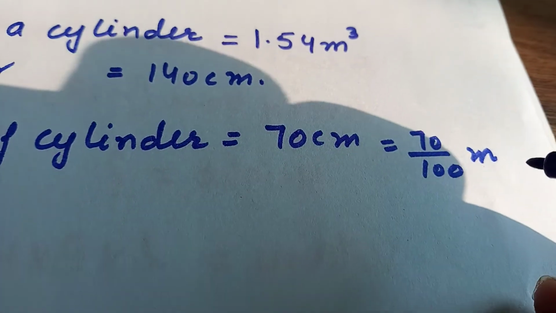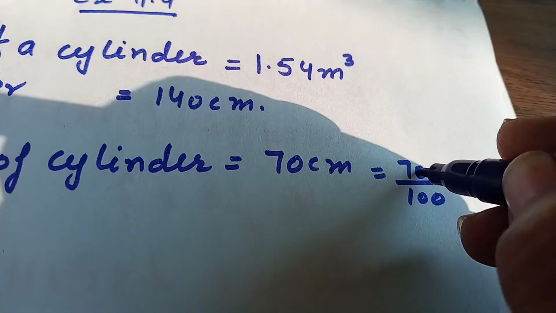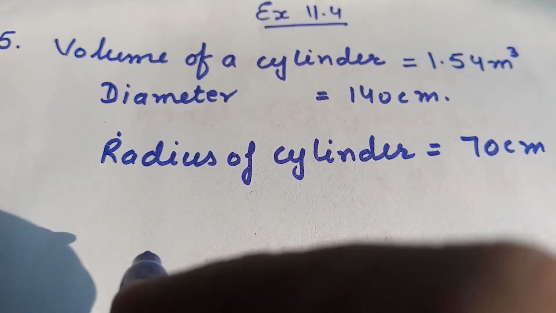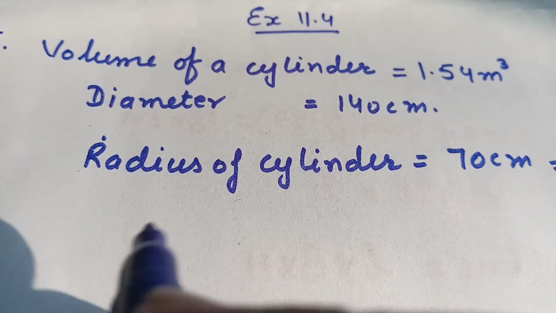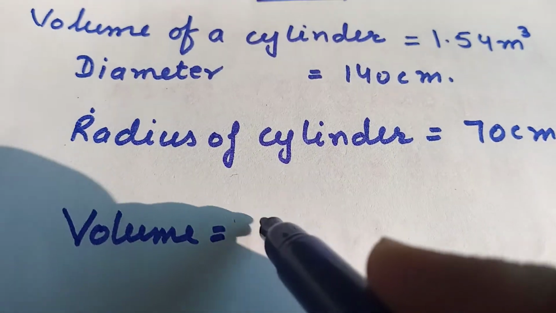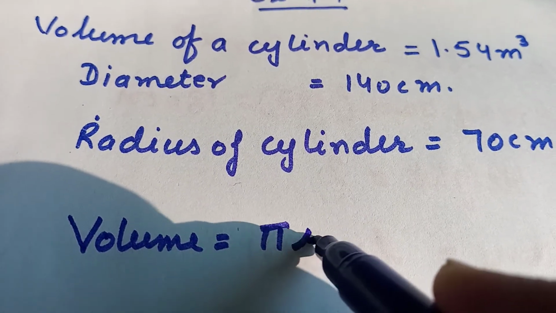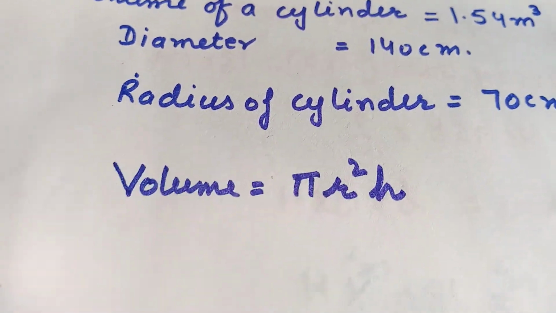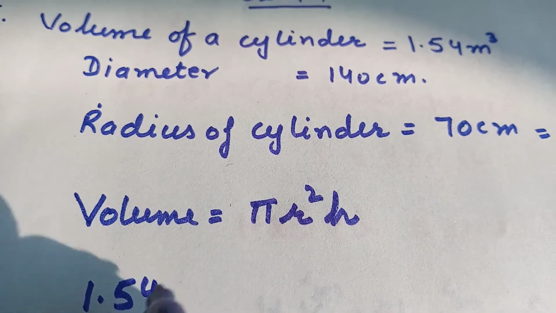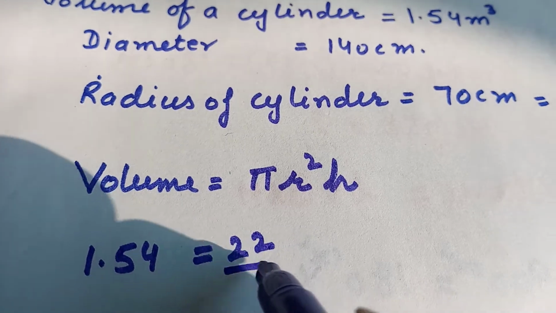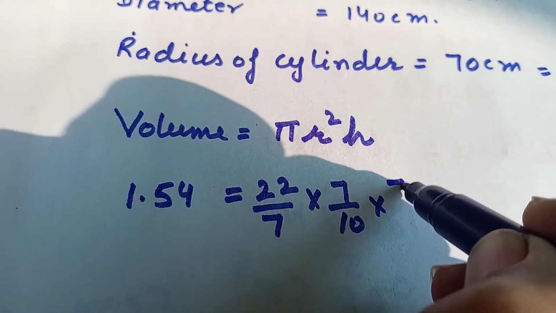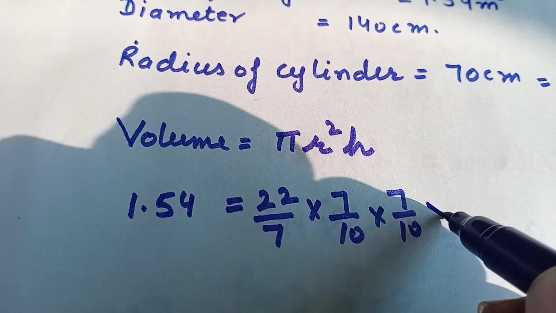So this will be 70/100 meter, so we can cut and it will be 7/10. Now we have to find out the height. Now the formula for the volume is pi r square h. Now we'll put the value in this. This is 1.54 is equals to 22/7 into 7/10 into 7/10 into h.